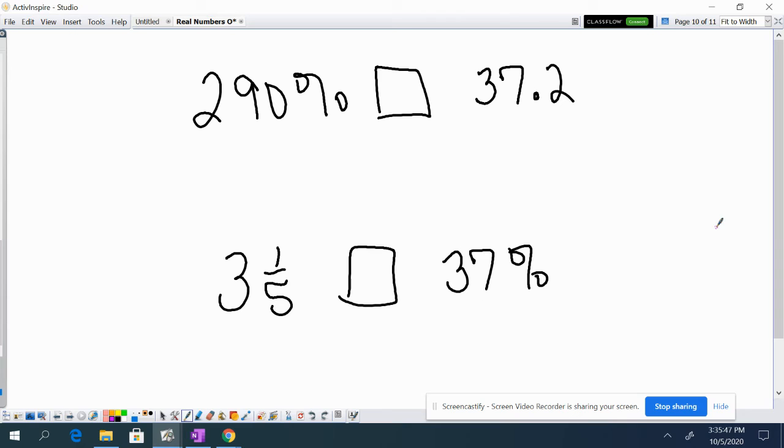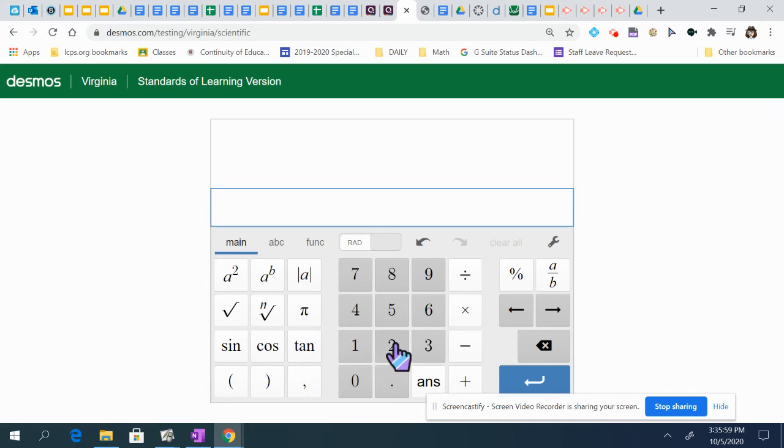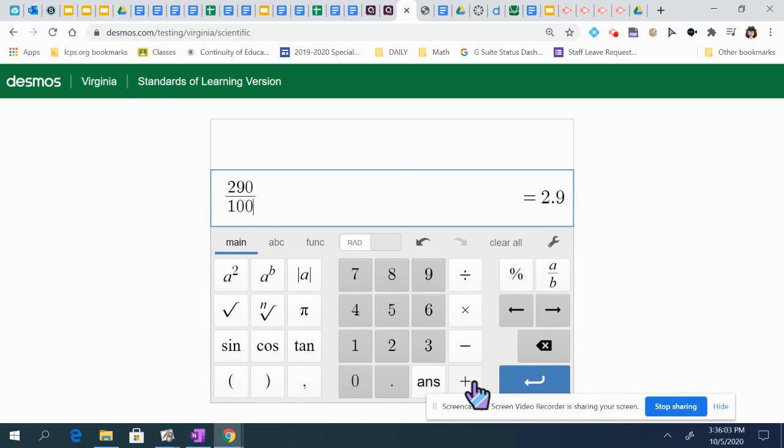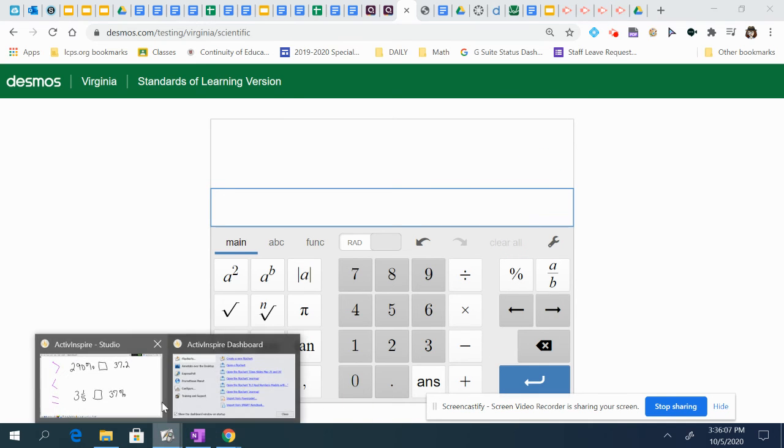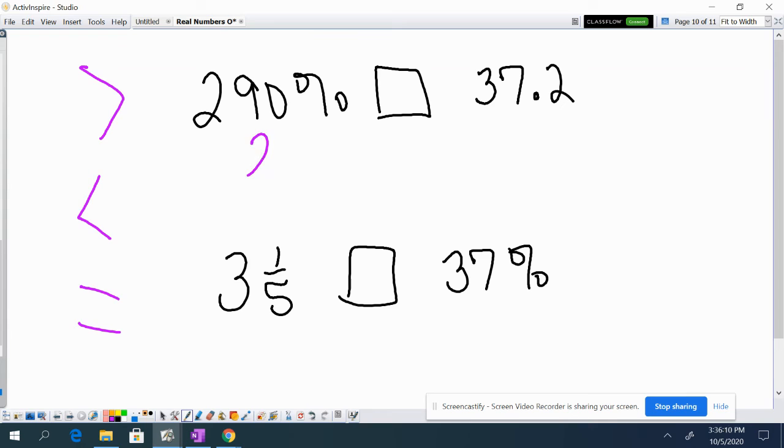And we also change when we're using greater than, less than, or equal to. So I have a percent I need to change. So I'm going to go to my calculator and say 290 divided by 100. And that gives me 2.9. So I go back and put that under, and I have 37.2. I'm pretty sure 37 is bigger, and it is.